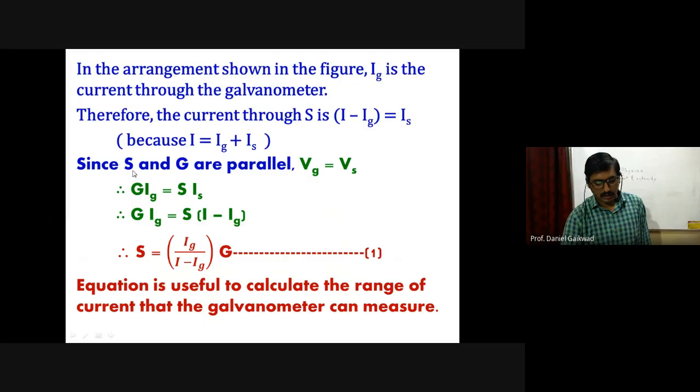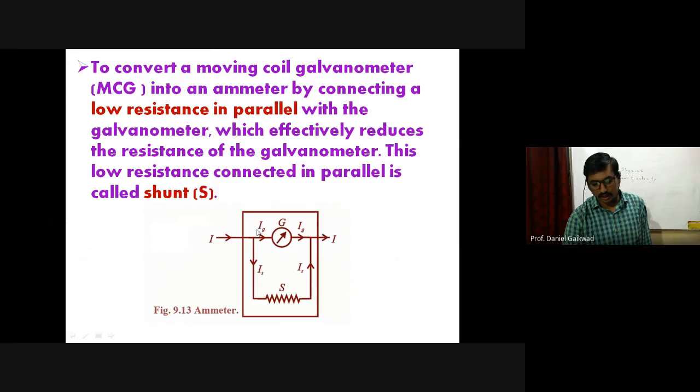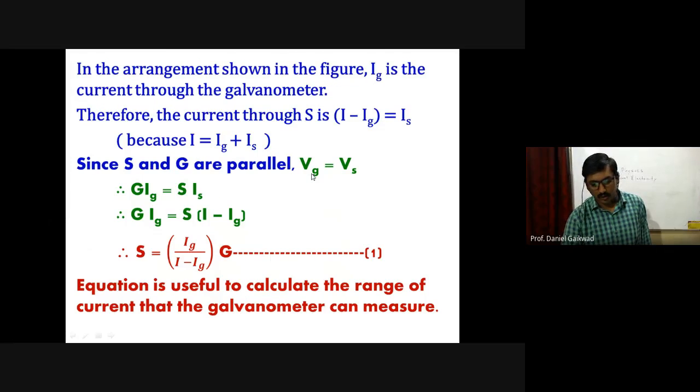Now since S and G are in parallel, Vg is equal to Vs. Check the circuit diagram: S and G are parallel to each other, so the potential across G should be equal to the potential across S. Accordingly, we have Vg equal to Vs. According to Ohm's law, V is equal to I into R. The resistance of the galvanometer is G and the current through the galvanometer is Ig, so this product is the potential. Similarly, the shunt resistance S into the current through the shunt, Is, is the potential across the shunt resistance S.